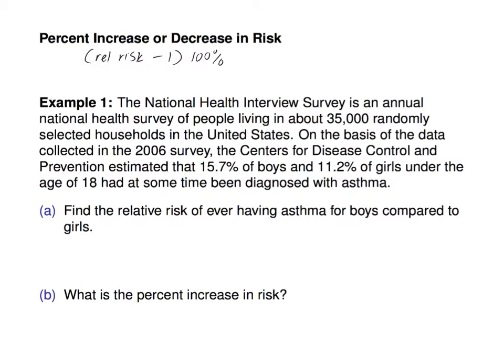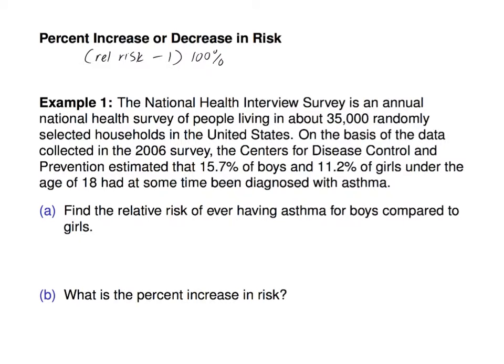Okay, so let's actually talk about some risks for a specific example. So we have the National Health Interview Survey. This is an annual national health survey of people living in about 35,000 randomly selected households in the US. And on the basis of this data, the CDC, oh, there was a P in there, they estimated that 15.7% of boys and 11.2% of girls under the age of 18 had been diagnosed with asthma at some time. So it looks like boys have more asthma than girls, at least according to that, right?